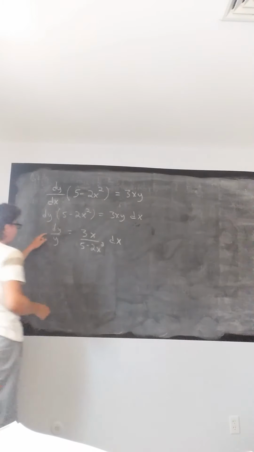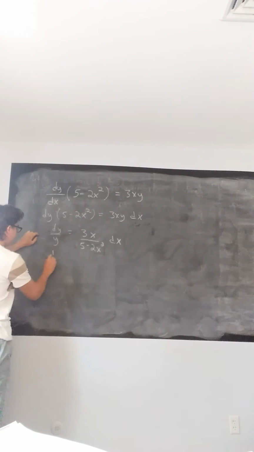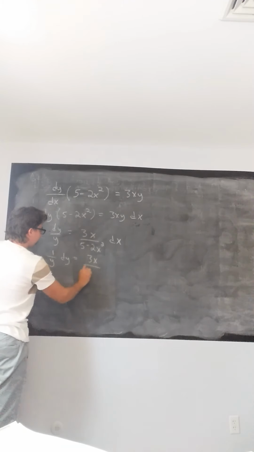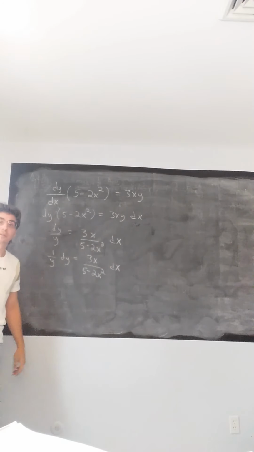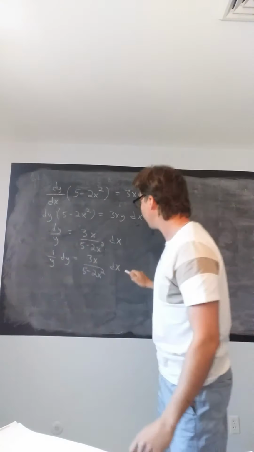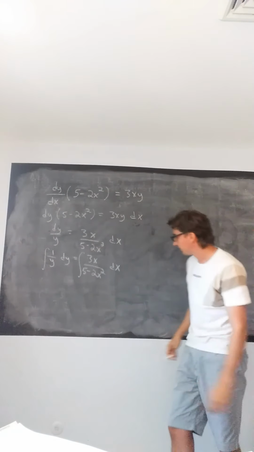And then what I'm going to do is, I never like when it's written this way, even though the textbook likes to write like that. I'm going to call that 1 over y dy, and this is the 3x over 5 minus 2x squared dx. So now we're in great shape. So I beg to differ, it is separable, I did it right here. So go ahead and integrate both sides.